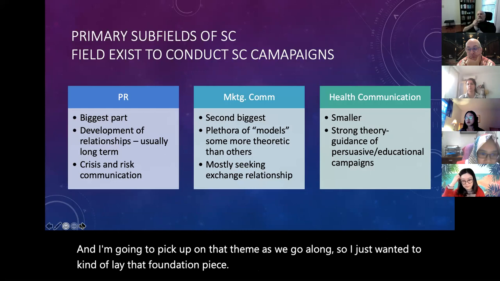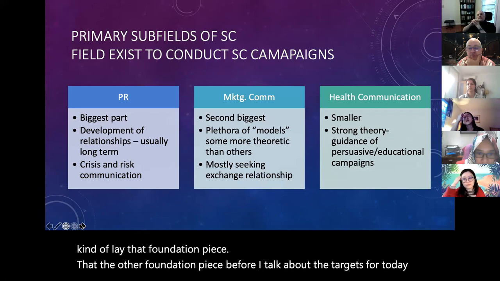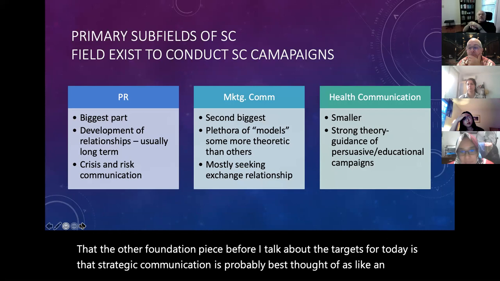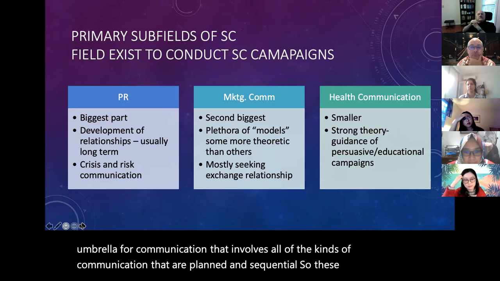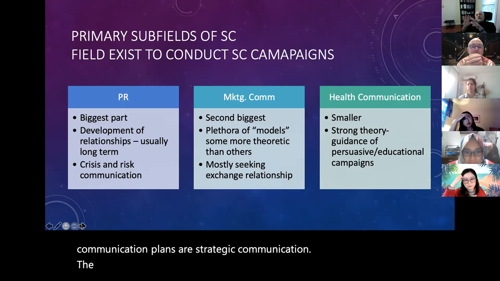The other foundation piece before I talk about the targets for today is that strategic communication is probably best thought of as an umbrella for communication that involves all of the kinds of communication that are planned and sequential. So these are communication plans, are strategic communication. There are a number of subfields that make up strategic communication.